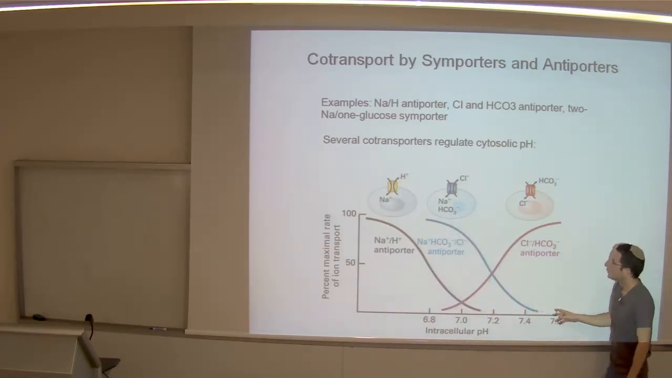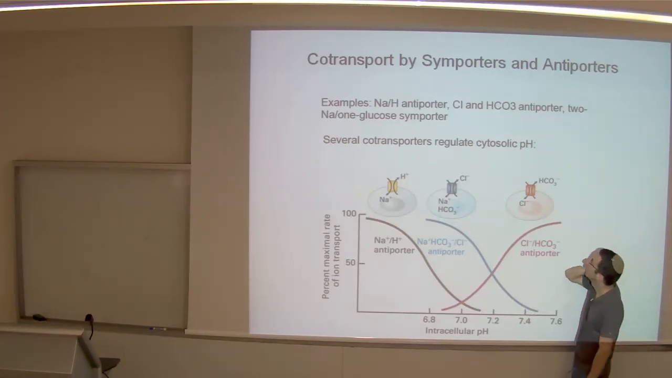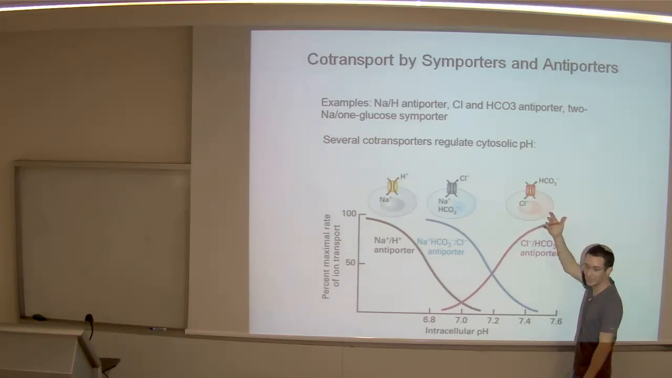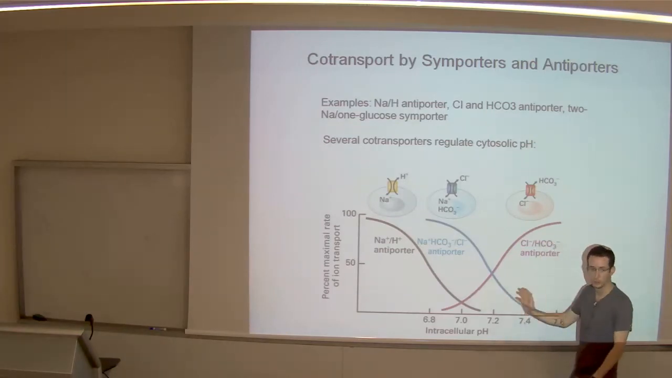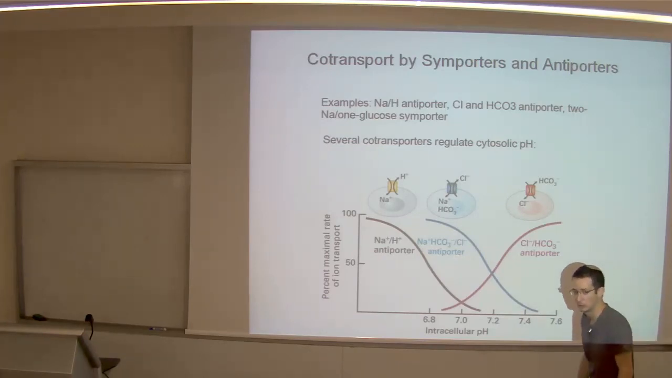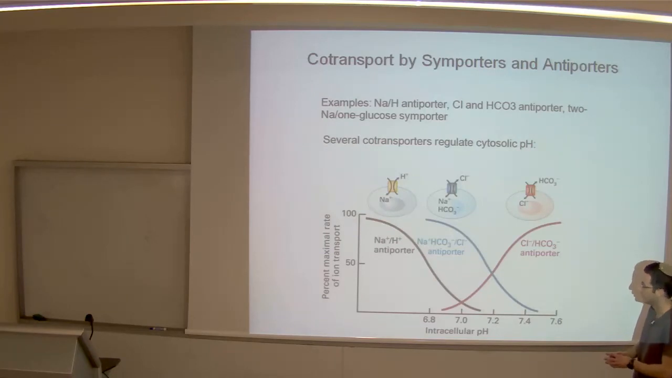And if the cell environment becomes too basic, this protein becomes functional, and it takes out a bicarbonate, which again is a basic species. So taking out the basic species would push us again towards an acidic pH. And the cooperative function of these three molecules can explain the correct regulation of pH inside cells. Yes?